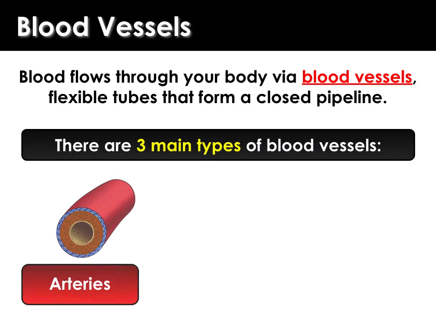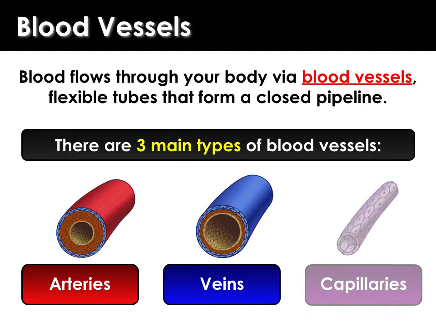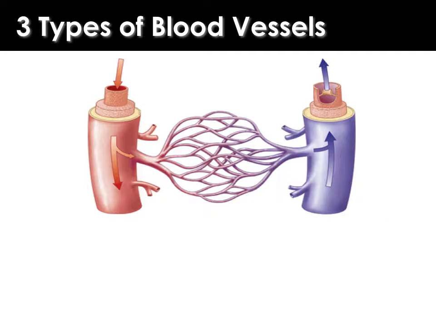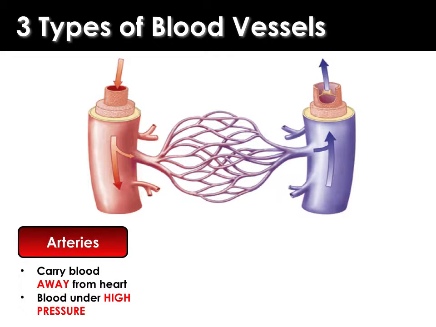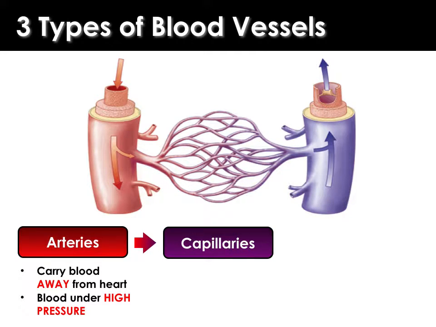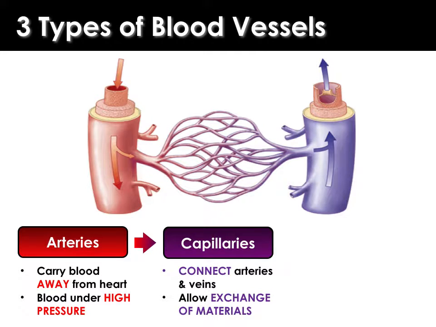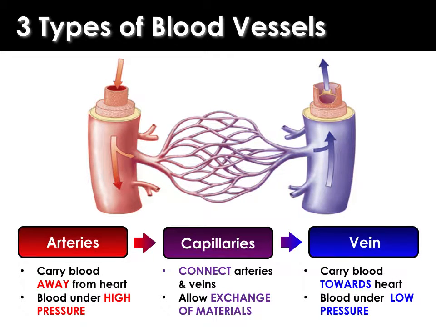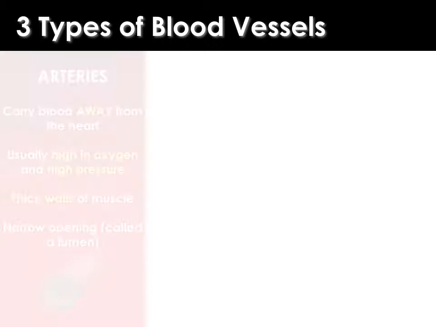There are 3 main types of blood vessels: arteries, veins, and capillaries. Arteries carry blood away from the heart, and because of that, the blood is under very high pressure. Blood flows from arteries to capillaries. Capillaries connect arteries and veins, and this is where the exchange of materials happens. Finally, the veins carry blood to the heart and are under very low pressure.